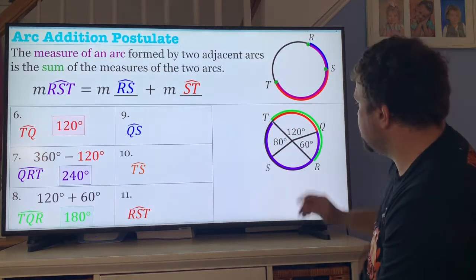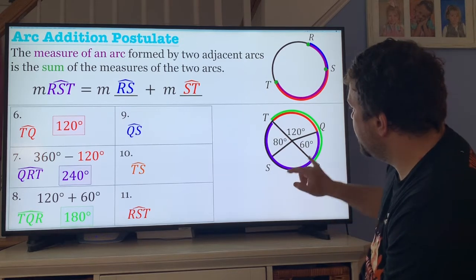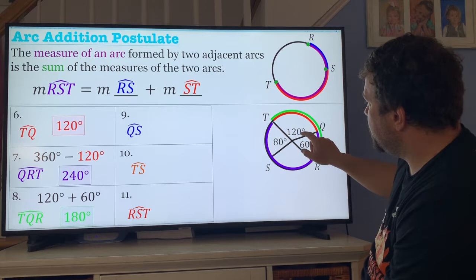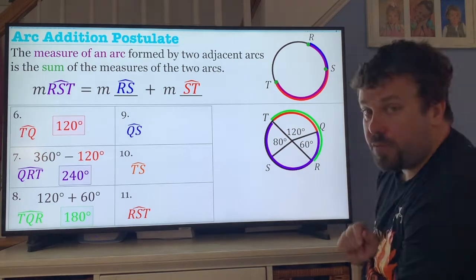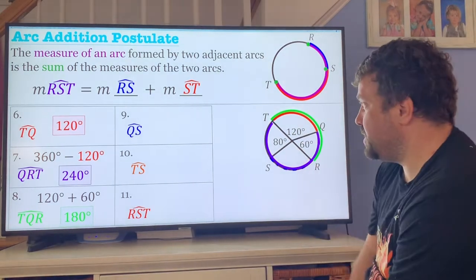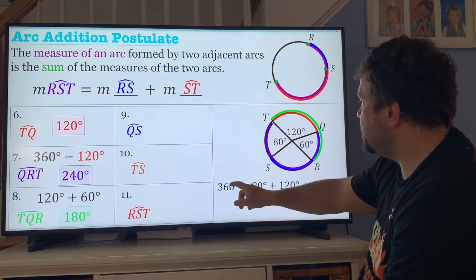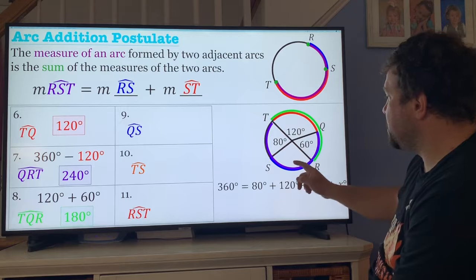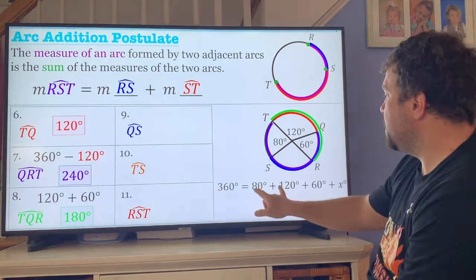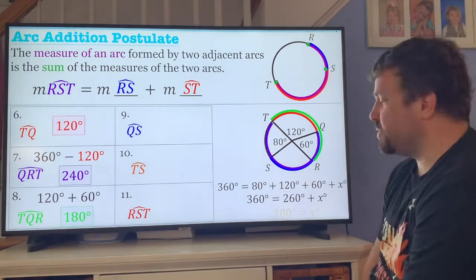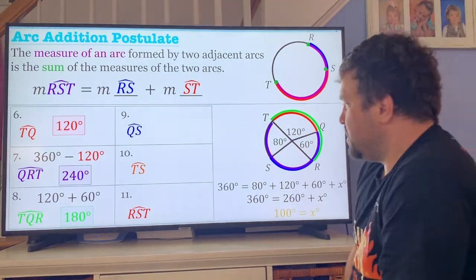Now we're back to QS. Okay, so now we're QS, we know it's the minor. We need to know what this angle is. So, we know that these three angles, plus whatever that fourth angle is, add up to 360. So we're going to have to figure out this angle first. 360 equals 80, 120, 60 plus whatever that is, I'll just call it X. 200 plus 60 is 260. Subtract 260 from both sides, and you get X equals 100 degrees.